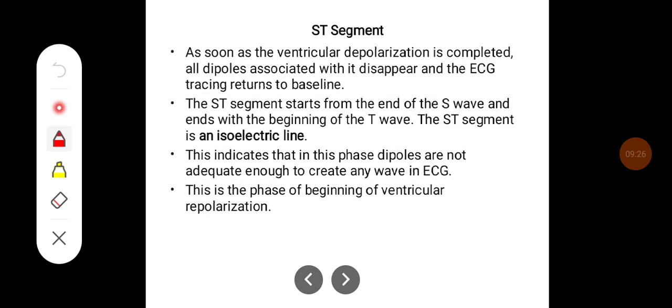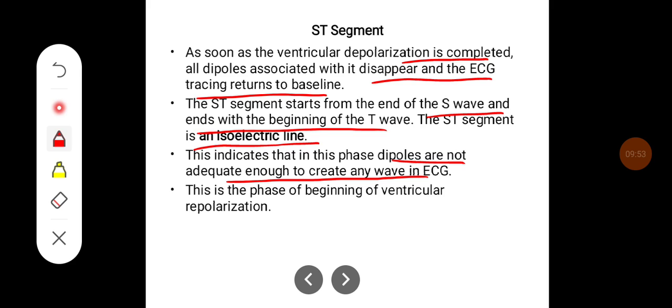ST segment. As soon as ventricular depolarization is completed, all dipoles associated with it disappear and the ECG tracing returns to baseline. The ST segment starts from the end of the S wave and ends with the beginning of the T wave. The ST segment is an isoelectric line. This indicates that in this phase dipoles are not adequate enough to create any wave in the ECG. This is the phase of the beginning of ventricular repolarization.